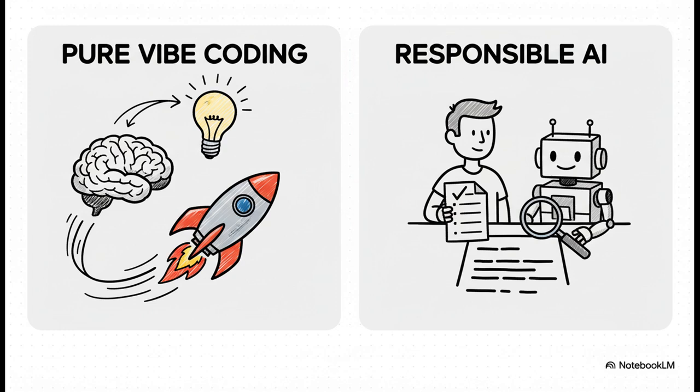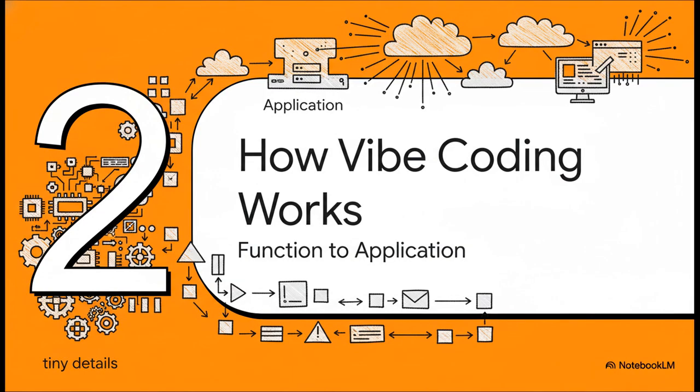But then on the other side, you have the more professional approach, responsible AI-assisted development. Here, the AI is more like a super smart pair programmer. It does a ton of heavy lifting, but a human is always there to review, test, and take ownership of the final code.